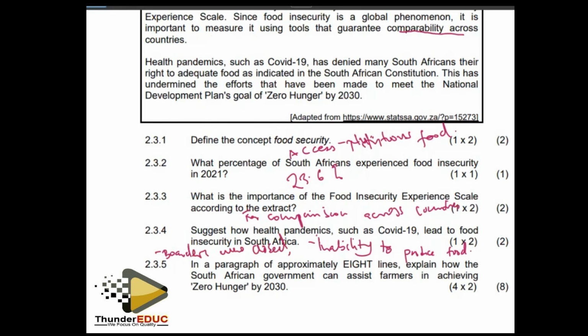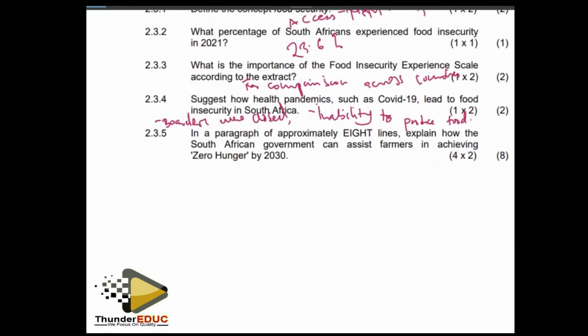Let's see. 2.3.5. In a paragraph of approximately 8 lines, explain how the South African government can assist farmers. How can the government assist farmers in achieving zero hunger by 2030? What can the government do to assist farmers?